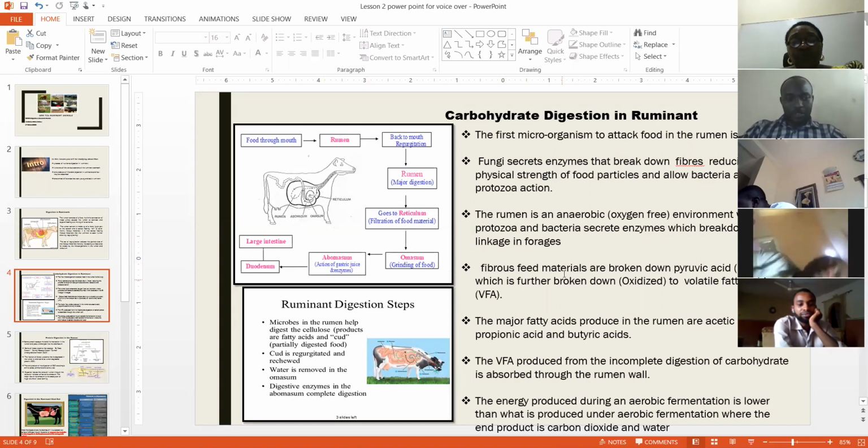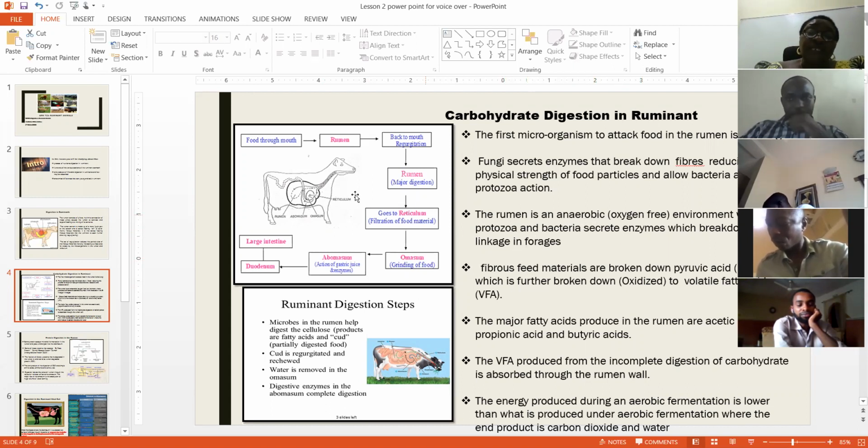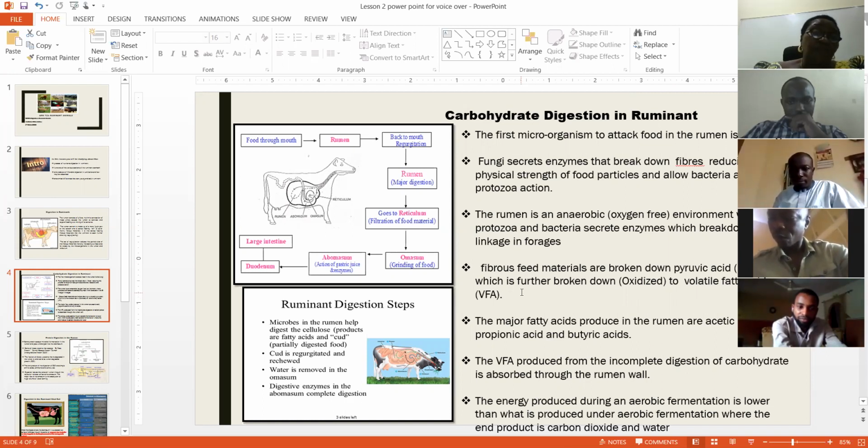Now, I want to talk about the end product of fiber digestion in ruminants. In the digestion in non-ruminants like us, we say the end product is carbon dioxide and water. There's energy, there's carbon dioxide, and there's water. But the end product of digestion by microorganisms in the rumen is the production of volatile fatty acids, VFA. These volatile fatty acids are absorbed through the rumen wall.